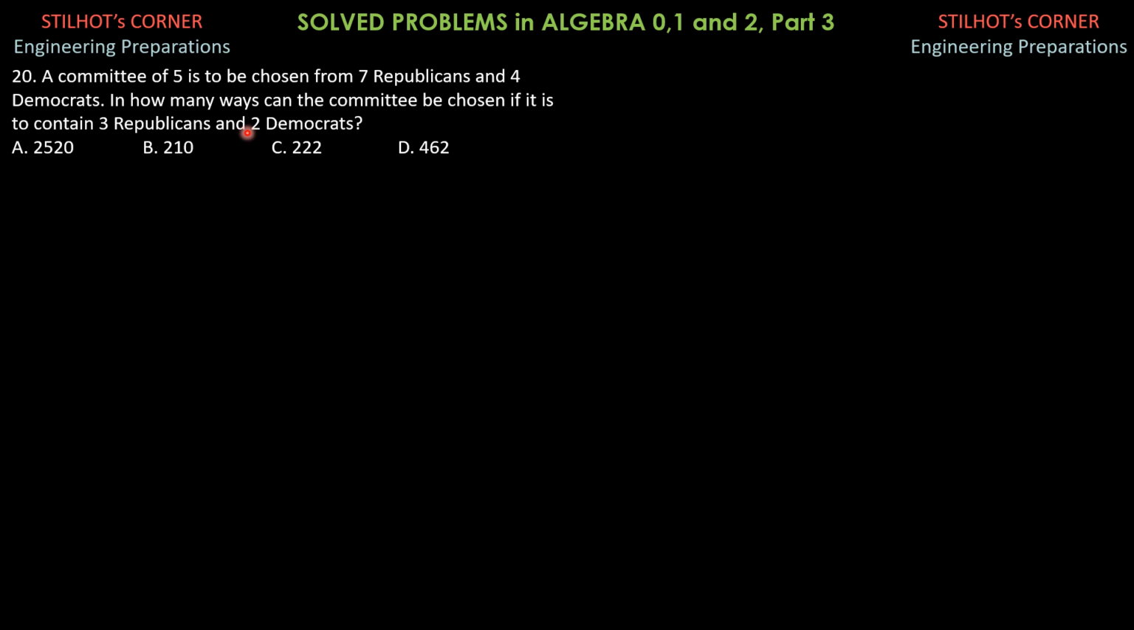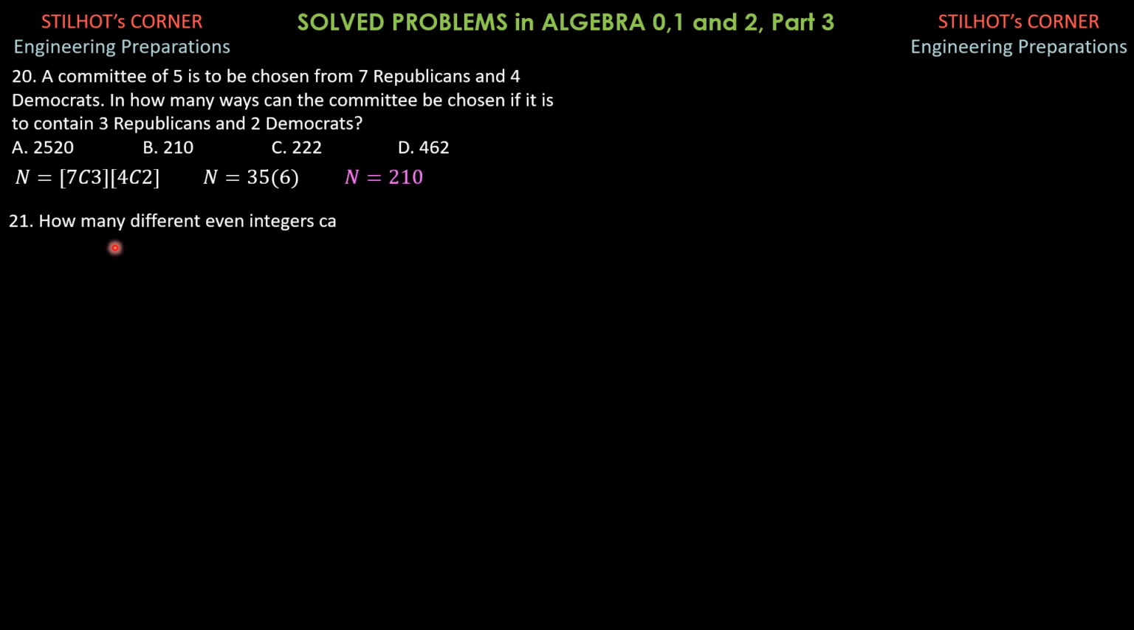And for the other one, the selection of 2 Democrats from 4 is 4 combination 2. So therefore, the number of ways, or the number of committees consisting of 3 Republicans and 2 Democrats would be 7 combination 3 times 4 combination 2. And 7 combination 3 is 35, while 4 combination 2 is 6. So multiplying, that would be 210.